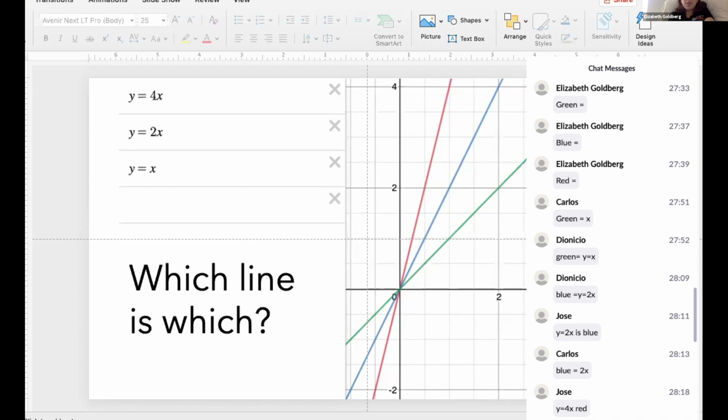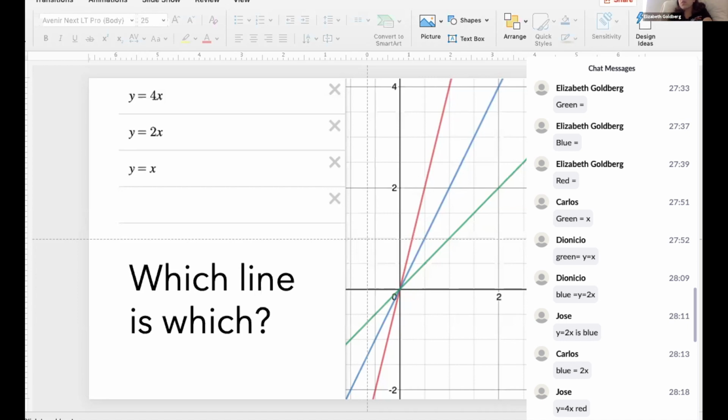Okay, so I'm seeing a lot of people think that green line is y equals x. Let's see if we can figure out what the red and the blue line is. Right, I'm seeing a lot of people saying the blue line is the y equals 2x, which therefore would make the red line equal to which one? Y equals 4x.